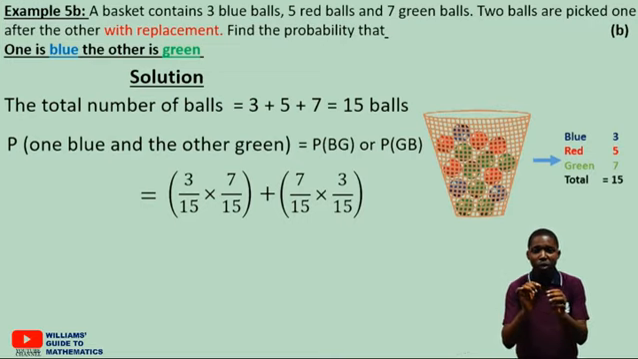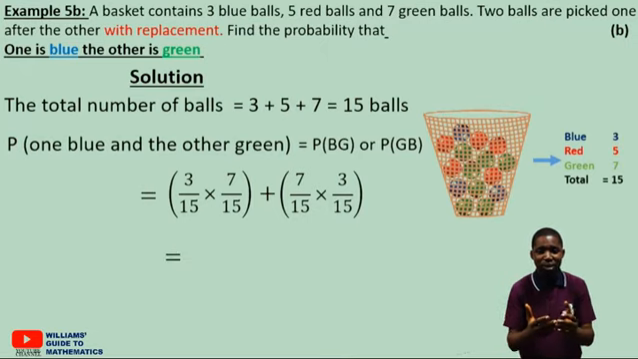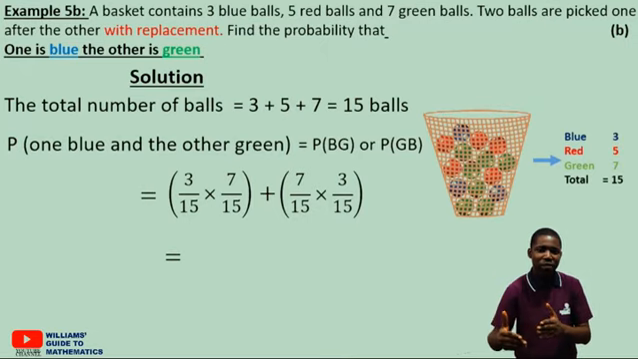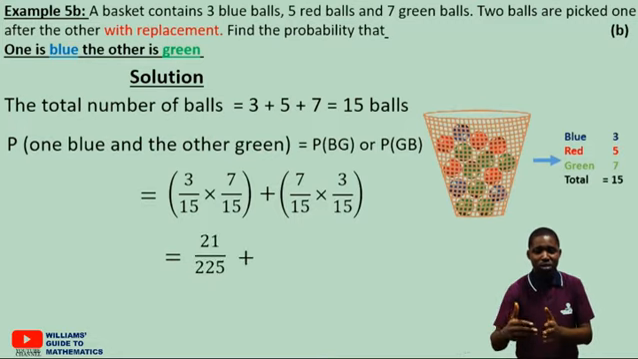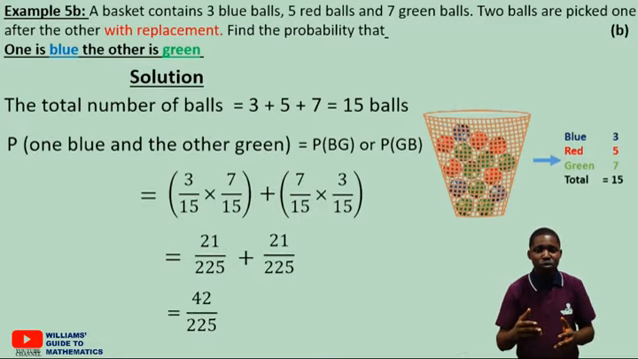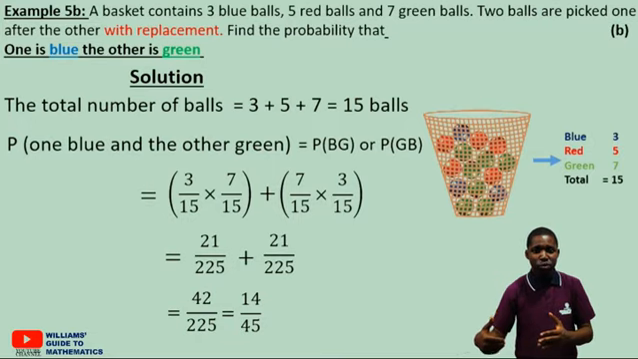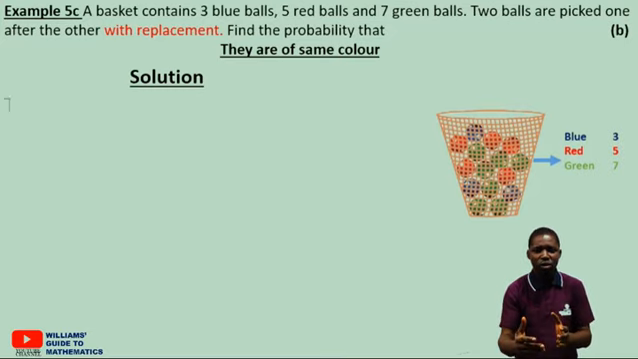Mind you, because we have "or" between them, it will be a plus. So I can take that to be 3 over 15 times 7 over 15 plus 7 over 15 times 3 over 15. That will be, for the first part, 21 over 225. And for the other part, 21 also over 225. That will give me 42 over 225. 3 in 42 is 14, and 3 in 225 is 45.